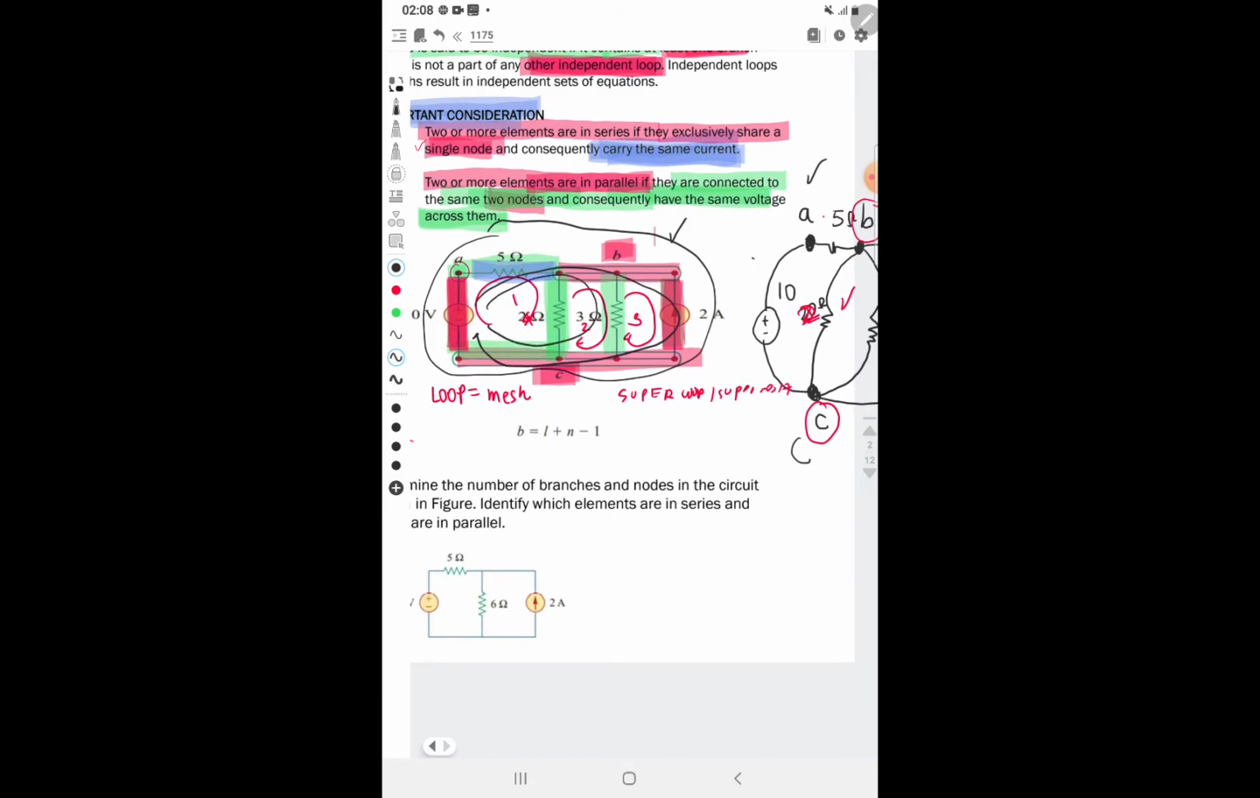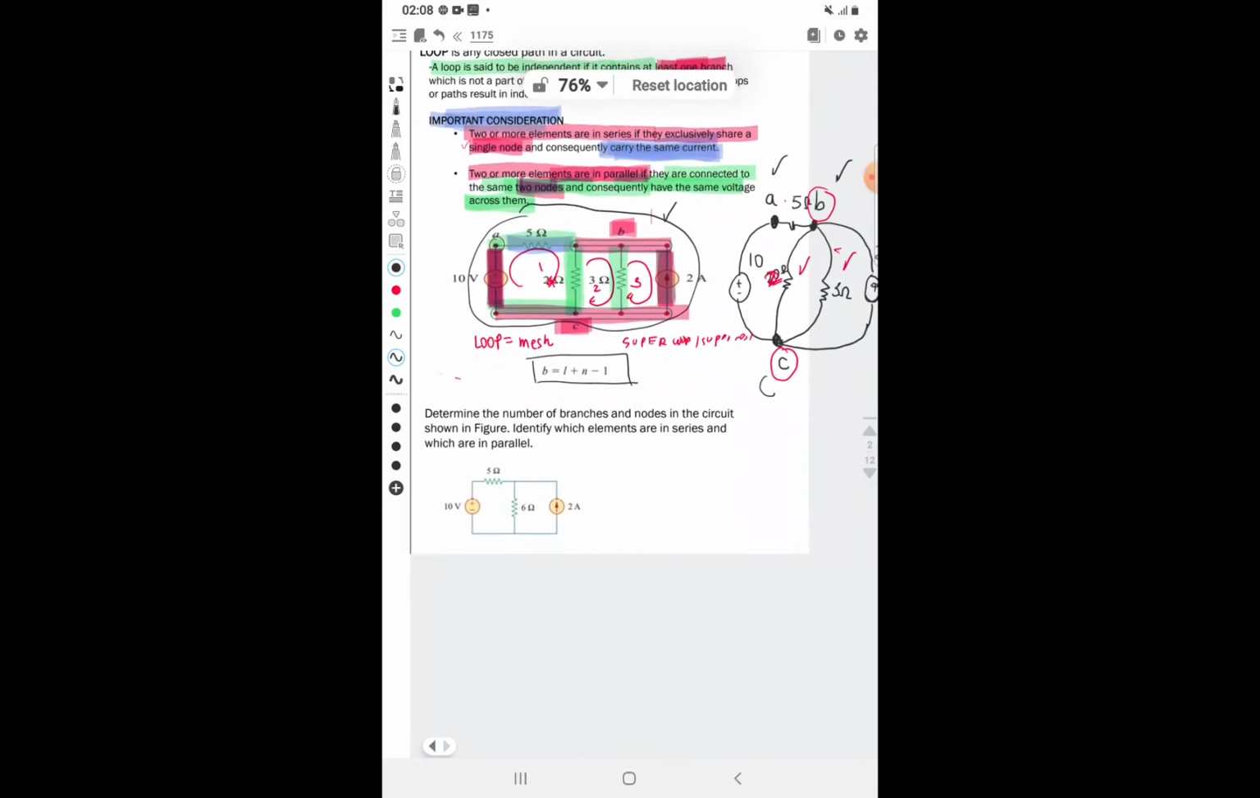Sa loop na to is another super mesh. But probably, if we would use this formula, ang i-consider lang natin is this 3 independent loop, which can be already shown in our circuit. Okay? So let's try this formula kung pwede nga pa siya.